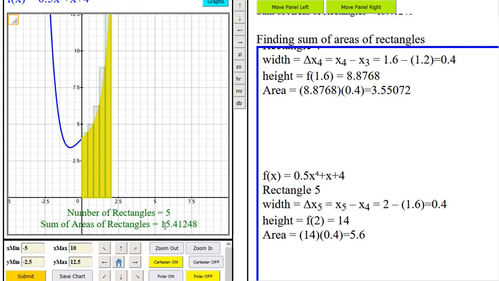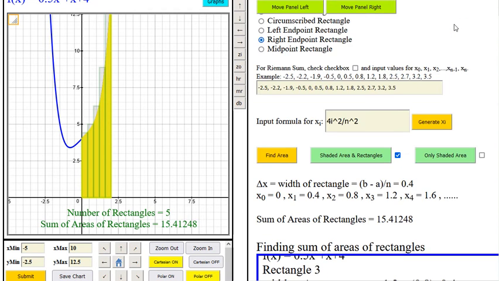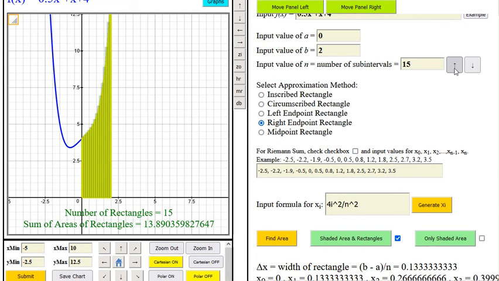So for 5 rectangles, we got a sum of areas of 15.41. And so we say that the area of the shaded region is approximately 15.41, even though this is not a good approximation because the rectangles are outside of the shaded region. So let's add more rectangles now, and so we can get a better approximation. And so here's 10 rectangles, and the sum of the area is 14.25. And here's 15 rectangles, 20 rectangles.